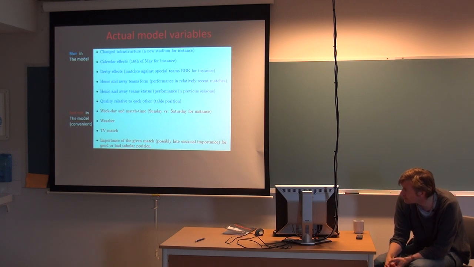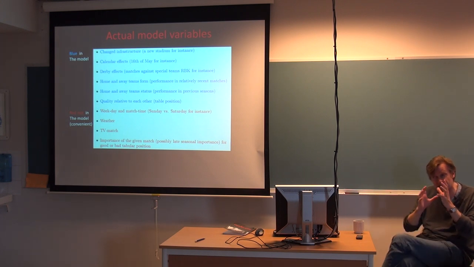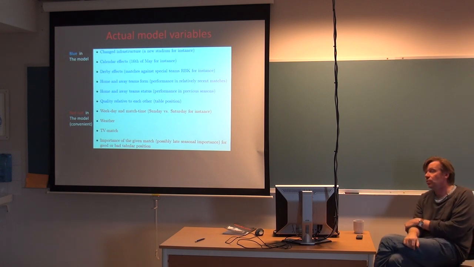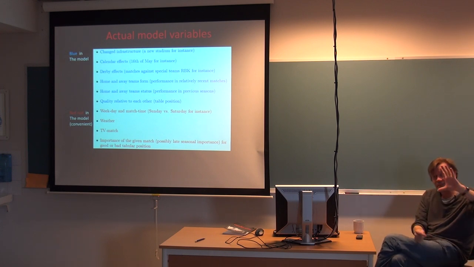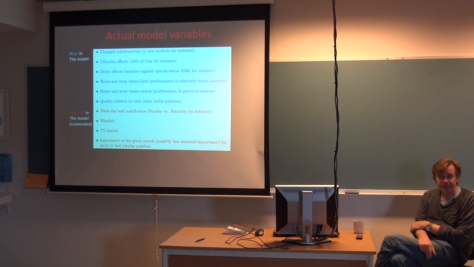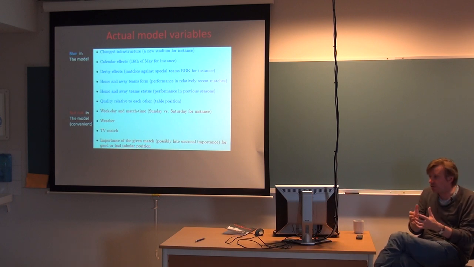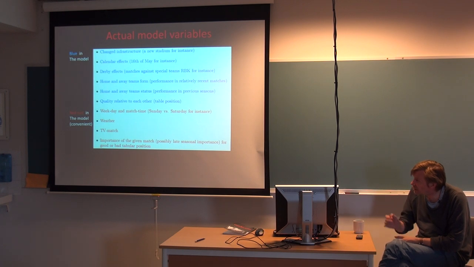This importance of the given match I could have done, okay, because I have access to all these tables, so I could have actually looked at dynamical tables and picked out all table positions, made some value of the difference, put that in as a variable. Relatively straightforward, but again, time stopped me. So this is a partial model, to put it mildly. I just pick a subset of the variables I would like to pick. So that should be kept in mind here.